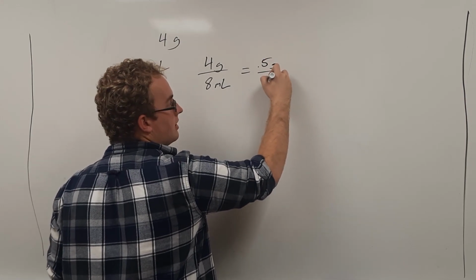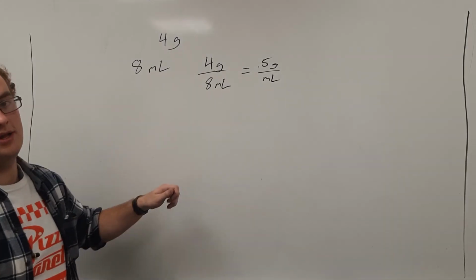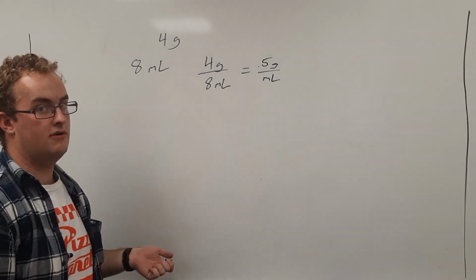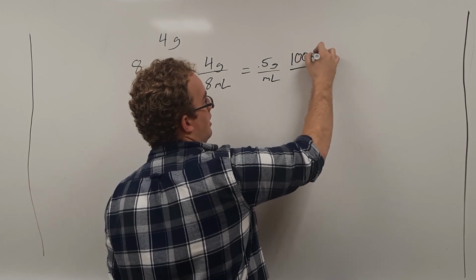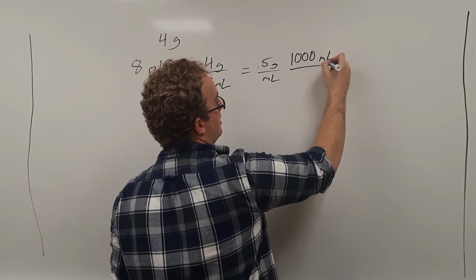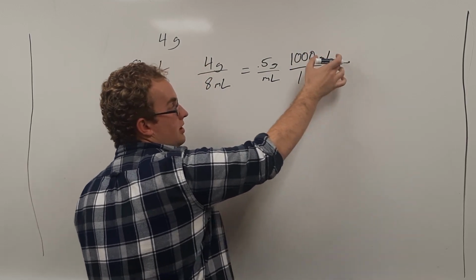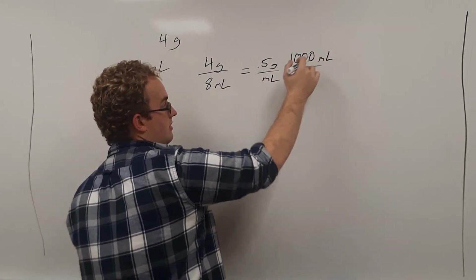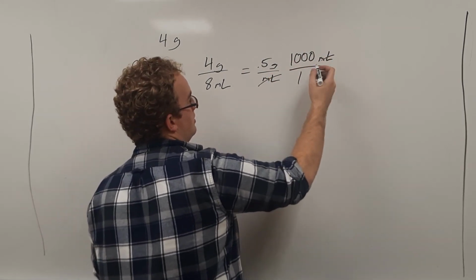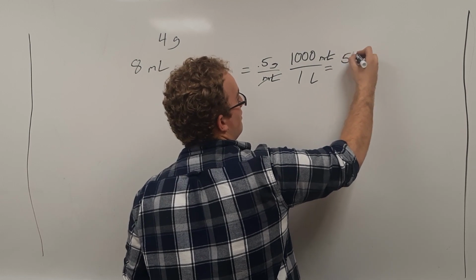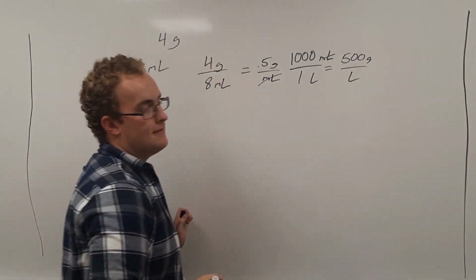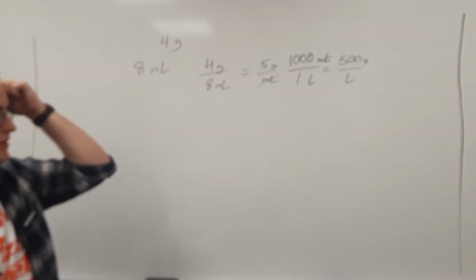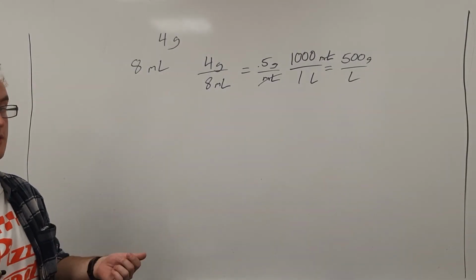grams per milliliter. If your answer wanted this to be in units of liters, for example, then you could just use our old conversion factor friends. There's 1,000 milliliters in 1 liter. We put the milliliter on top because we want the milliliter to cancel and be left with liters on the bottom. Then we would just have 500 grams per liter. So we can just easily convert between different units like that.